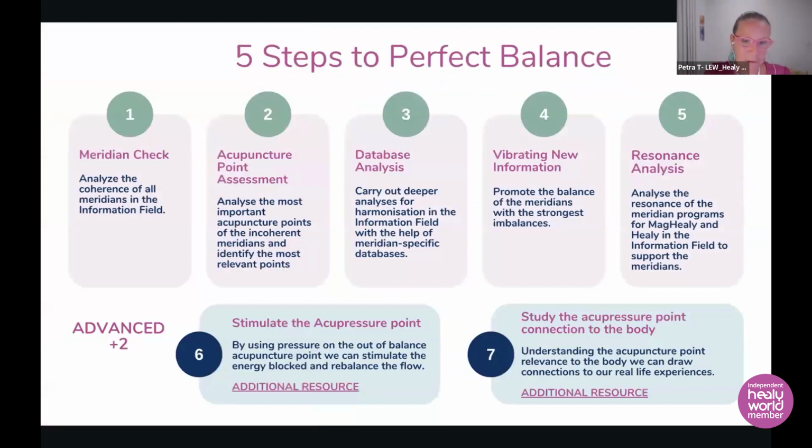So before we dive in, these are the 5 steps to perfect balance. This is how your analysis will look. You will have a meridian check. You will analyze the coherence of all the meridians in the information field. This is what first happens in the Healy. Then we go to acupuncture point assessment. We go to database analysis. We vibrate new information. And then we do a resonance analysis. So I'm going to show you all of that. I'm going to show you what Healy does and MagHealy does.